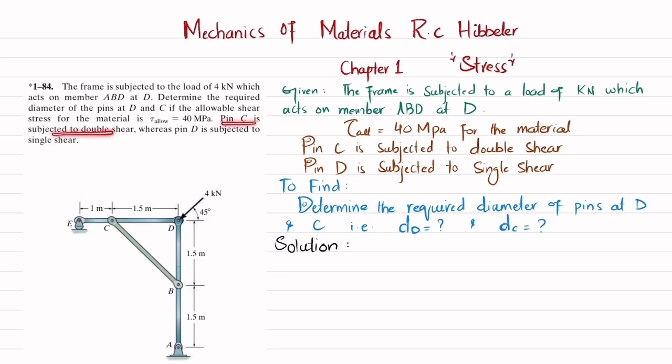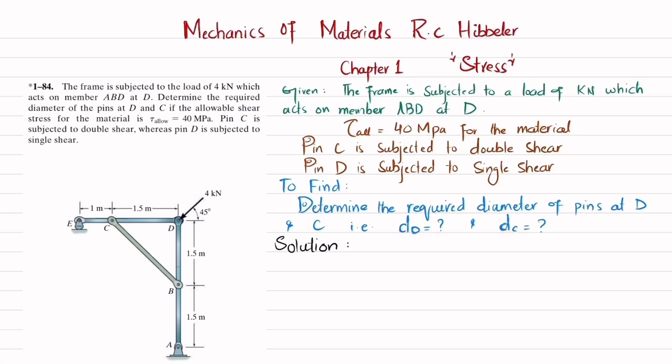Pin C is subjected to double shear, whereas pin D is subjected to single shear. So you can see this is the frame that is acted upon by a 4 kN load at point D on this member ABD only, clear. Given that at C there is a pin which is acted upon by double shear, and at point D the pin will have a single shear. So you have to determine the diameter of the pin at D and C.